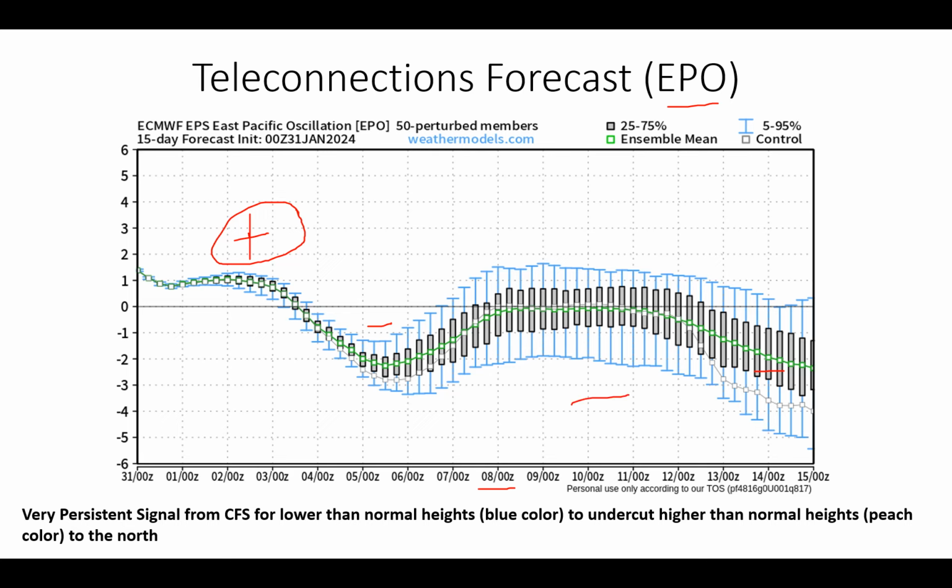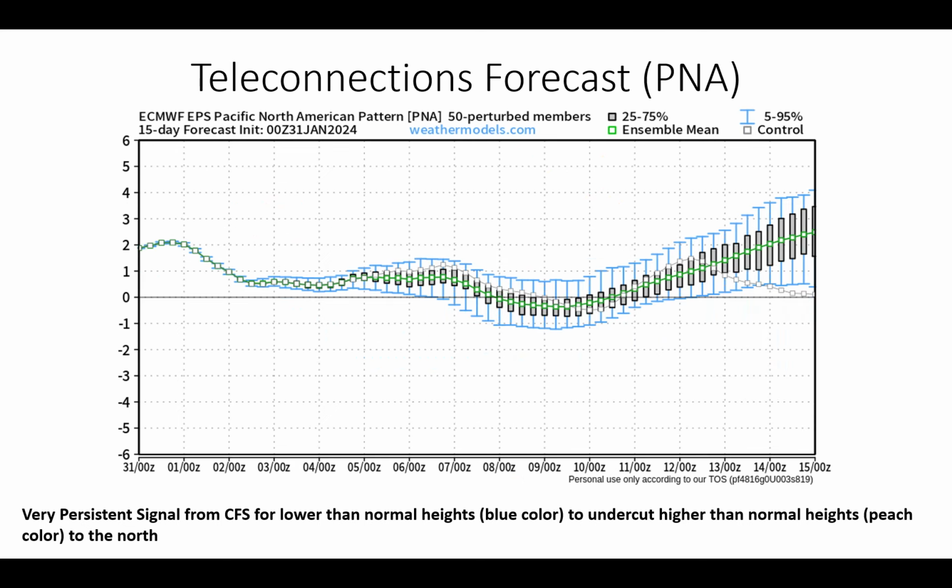A negative EPO, on the other hand, is associated with more of a ridging into the Gulf of Alaska, straight up into Alaska. That's a negative EPO. And that is associated with more cross-polar flow, where we're going to get colder air from the far north areas of the Arctic, and it's going to basically go southeast from there, from Canada into the U.S.